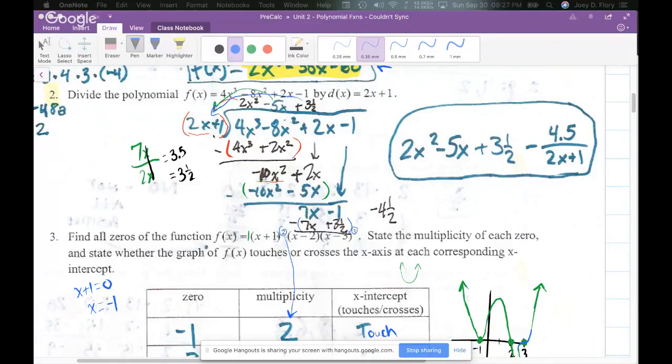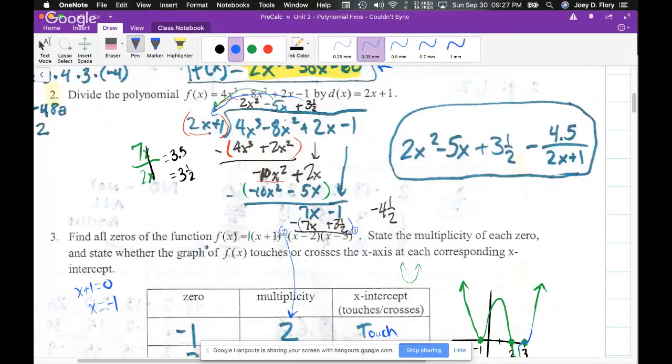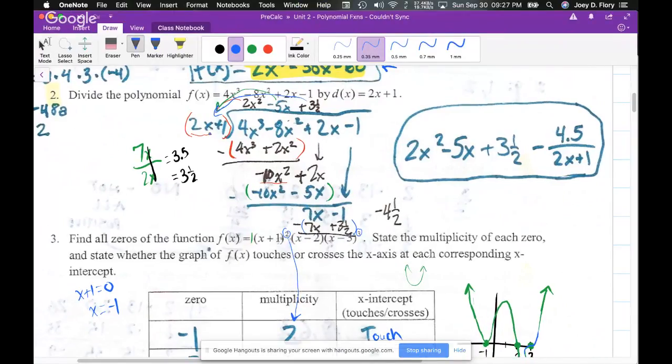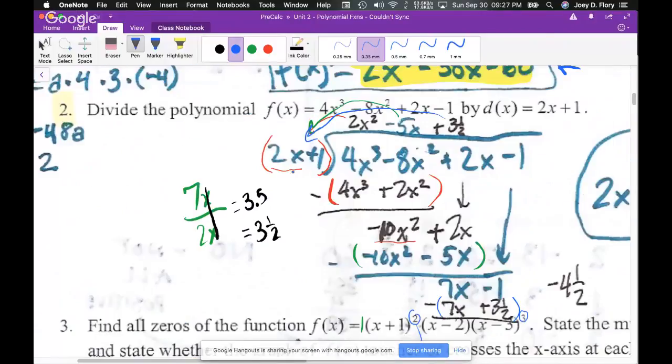So we say, what can I multiply this leading term, 2x, by to get this leading term, 4x cubed? That's going to be 2x squared. So we take that 2x squared, multiply it by both terms on the outside to get what's underneath here. Don't forget to subtract. Put that in parentheses if you need to. Bring down your next term.